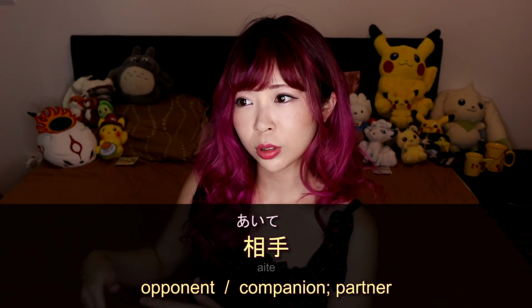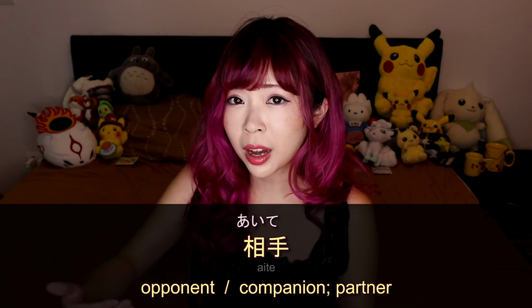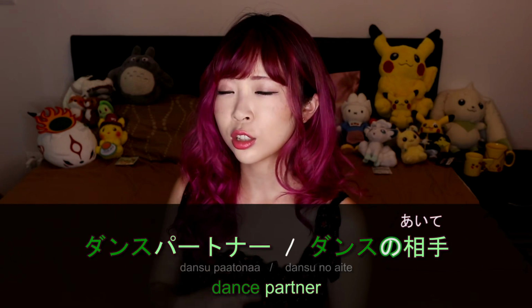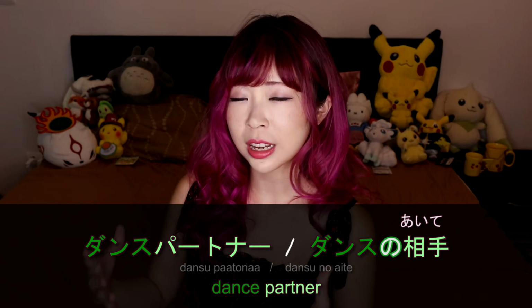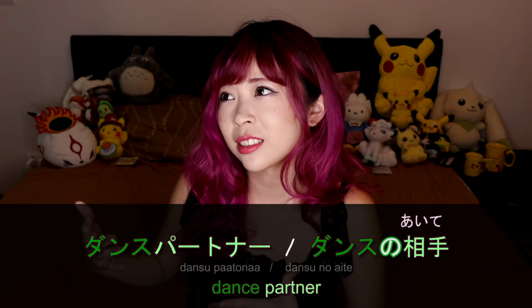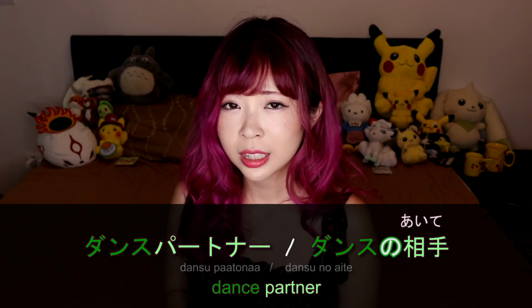But 相手 can also mean partner, like your dance partner. We do say dance no partner, but we also use the word 相手 as well. So dance no 相手. It can kind of mean something like companion as well. So generally you don't use the word 相手 as boyfriend, girlfriend. When introducing someone, you could say, oh, this is my partner, Misa.